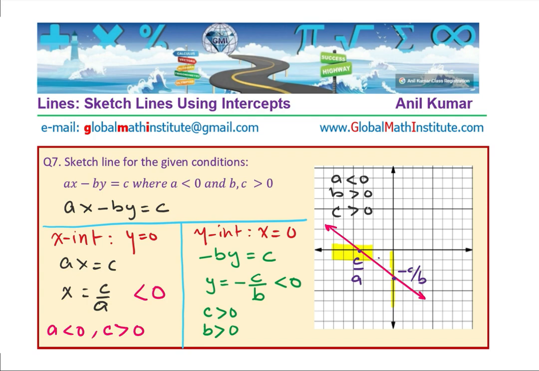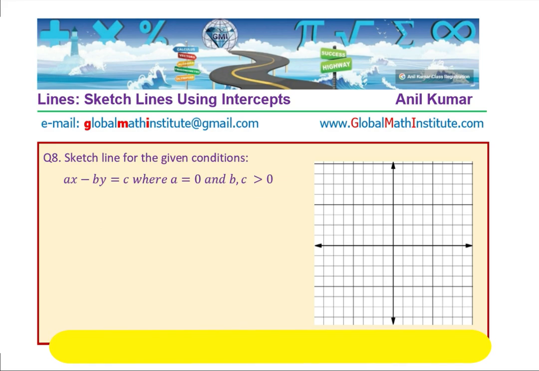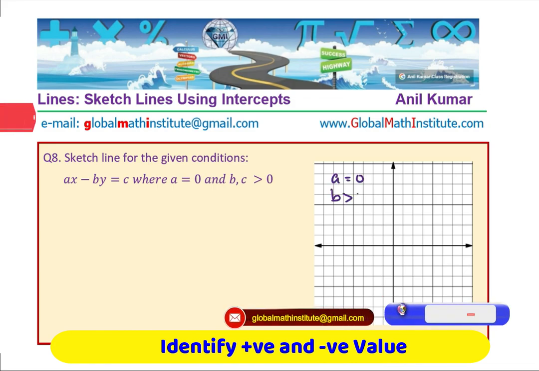Perfect. So with that in mind, I'd like you to sketch these lines one by one. Perfect. So I hope you're getting the concept. Now here we have the sketch line for the given condition ax minus by equals to c, where a is 0 and b and c are positive. So now we are given a equals to 0 and we are given b greater than 0. C is also greater than 0. The equation is ax minus by equals to c.